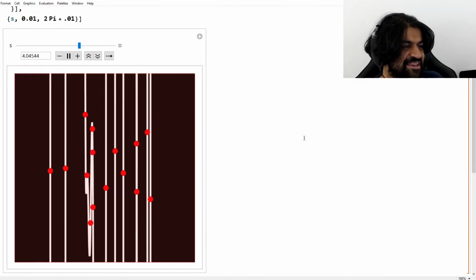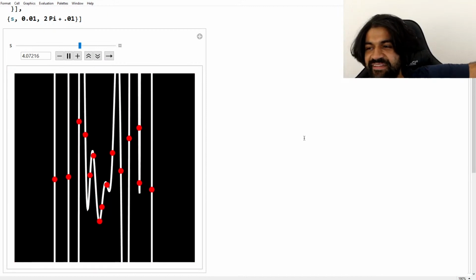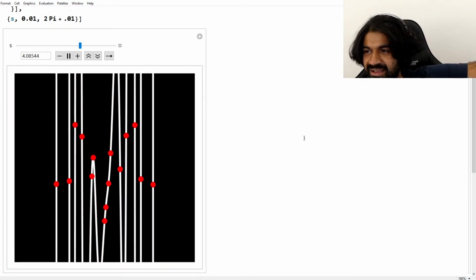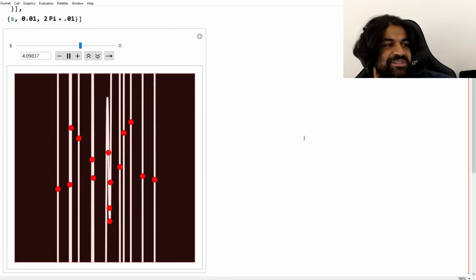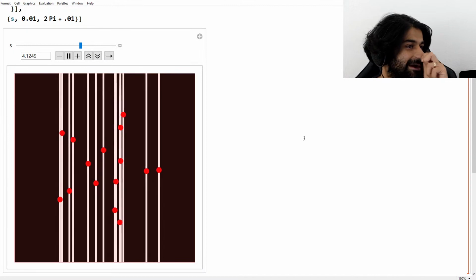Yeah, this is giving me errors because it's happening too often that the points are on top of each other. So for a brief moment, it gives me a divide by zero error.